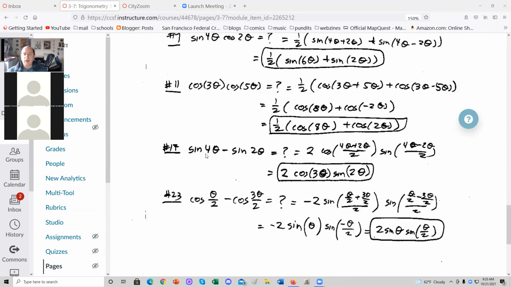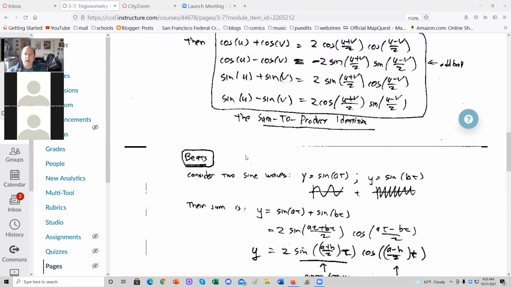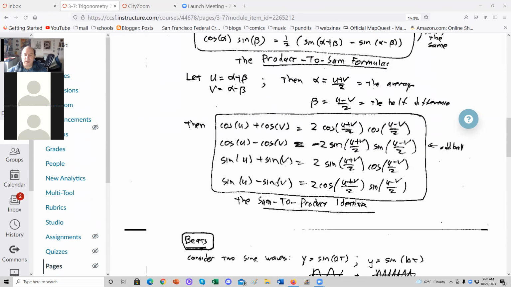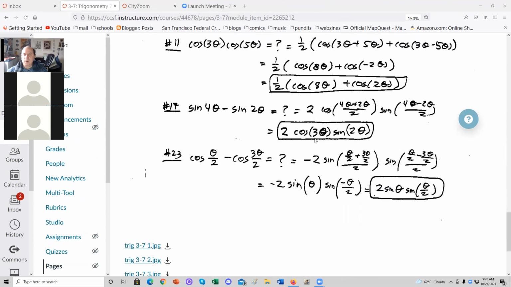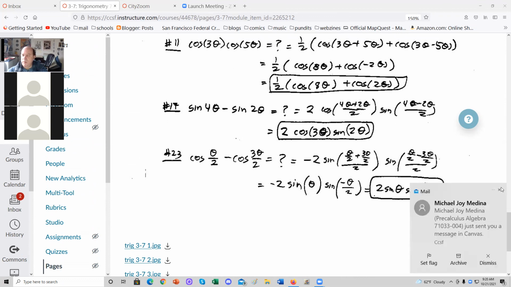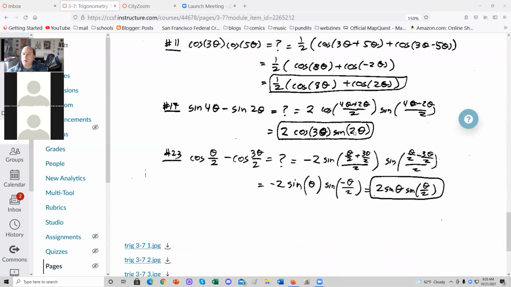Here we have sine minus sine, the difference of sines. That's the sum to product formula. Sine minus sine is twice cosine of the average, sine of the half difference. So twice cosine of the average, 4 theta plus 2 theta over 2, sine of the half difference, 4 theta minus 2 theta over 2. And so you get 2 cosine, 4 plus 2 over 2 is 6 halves, or 3, cosine 3 theta, sine, 4 minus 2 over 2 is 2 halves, or 1.